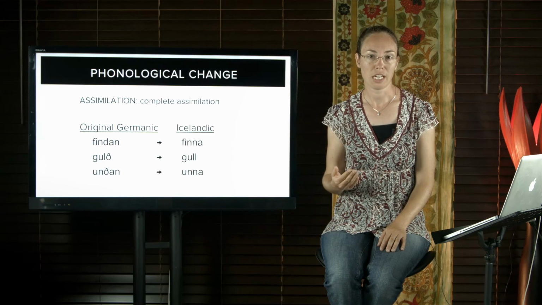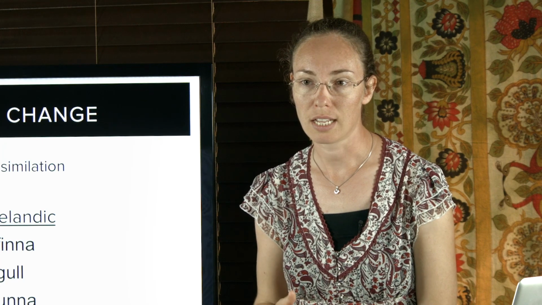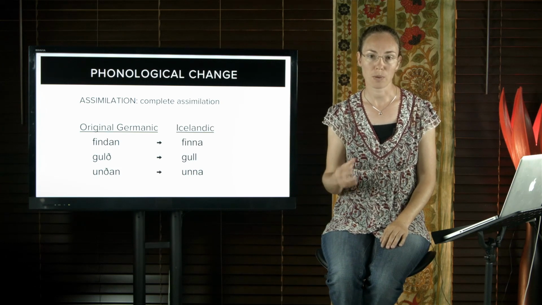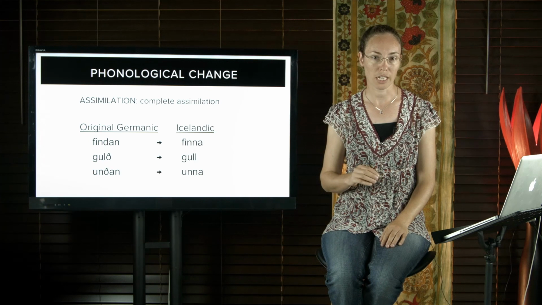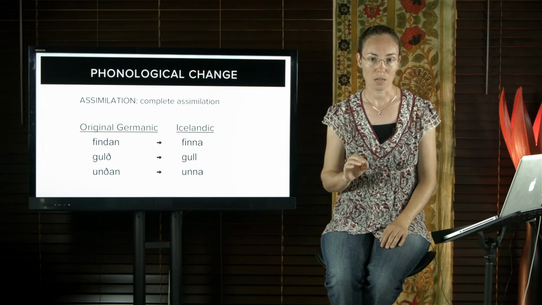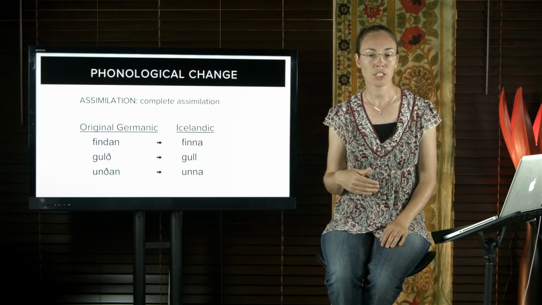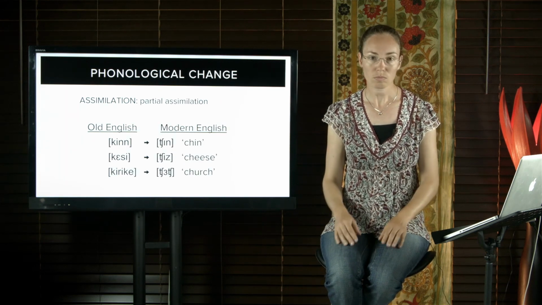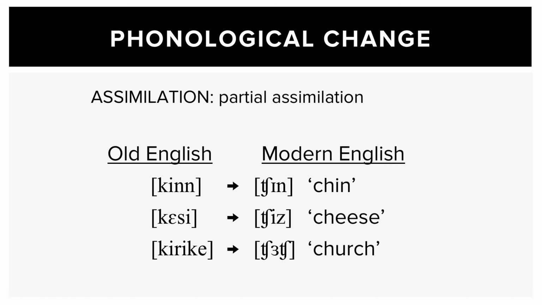In partial assimilation, sounds change to become more like the sounds next to them in some way. So one common kind of assimilation is palatalization, where a consonant changes its place of articulation to become palatal when it's next to a front vowel. For example, in English, k changed to ch before front vowels like i and e. So in Old English we had cin, and that has today become chin. Cese has become cheese, and cirice has become church.